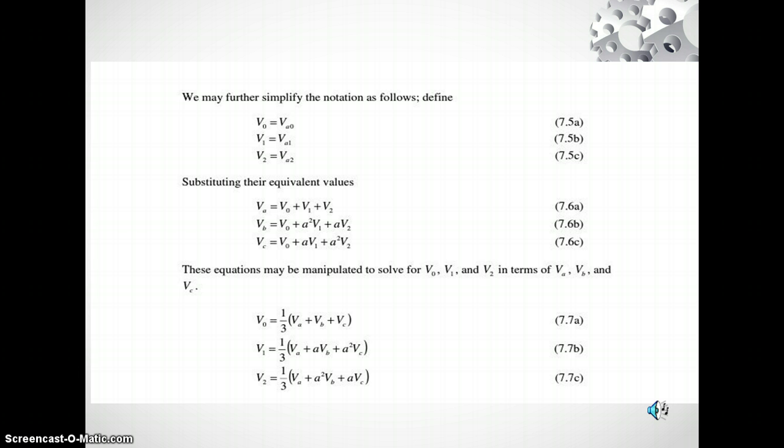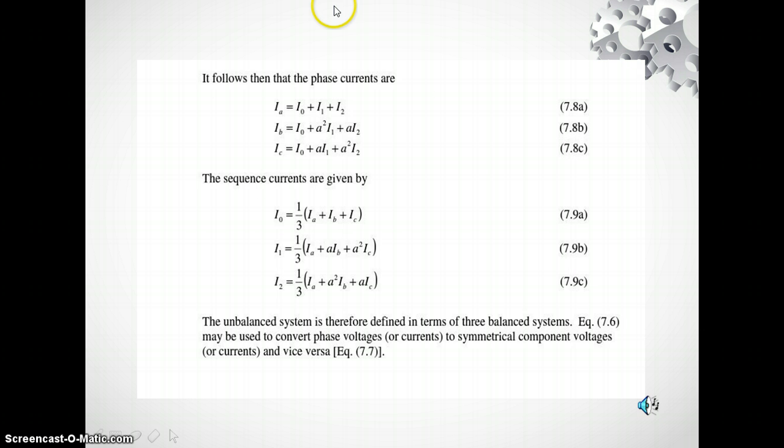Then we get V0 equal to 1 by 3 of VA plus VB plus VC and V1 equal to 1 by 3 of VA plus A VB plus A square VC and V2 equal to 1 by 3 of VA plus A square VB plus A VC. It follows then that the phase currents are IA equal to I0 plus I1 plus I2 and IB equal to I0 plus A square I1 plus A I2 and IC equal to I0 plus A I1 plus A square I2.